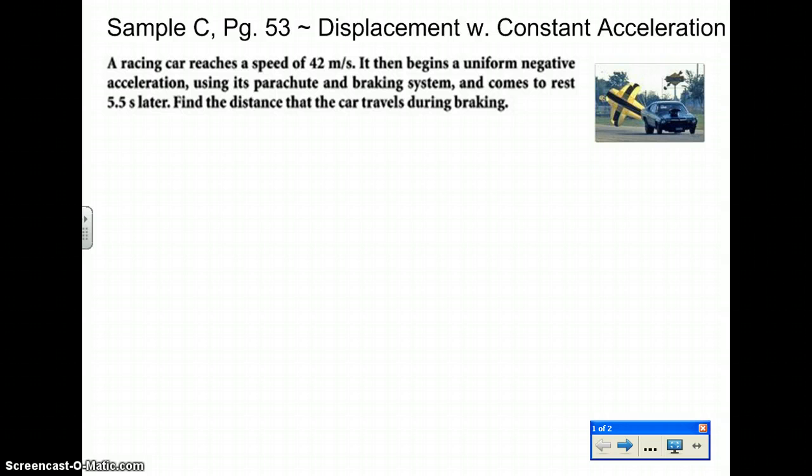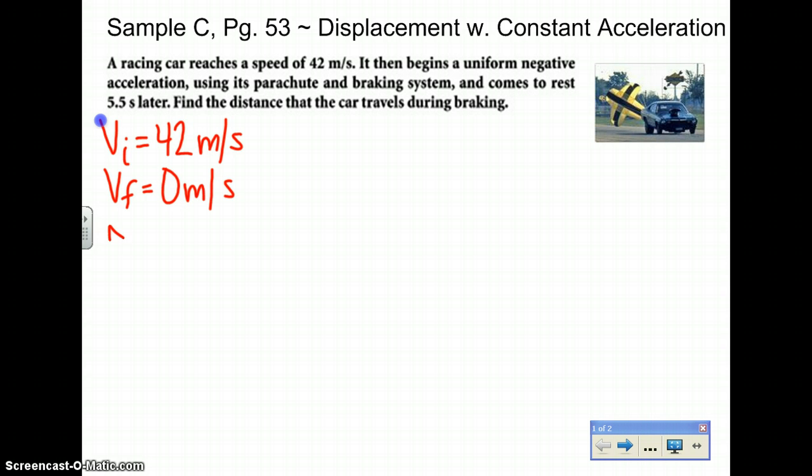Looking at this, real quickly here, I can see that some of our givens are not going to be numbers. They're going to be in words. But let's start over again and see the first one we come across. It says a racing car reaches a speed of 42 meters per second. So that would be an initial velocity. It then begins a uniform negative acceleration and comes to rest 5.5 seconds later. So what would that mean your vf is, guys? Well, it came to rest, so 0 meters per second in a time of 5.5 seconds.